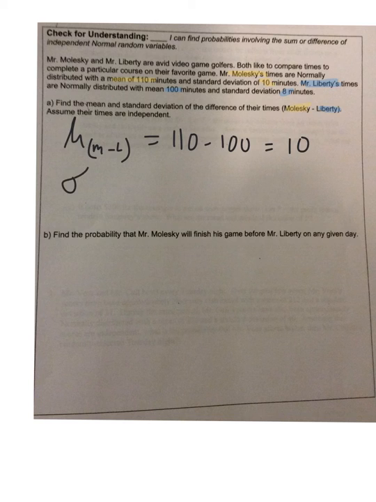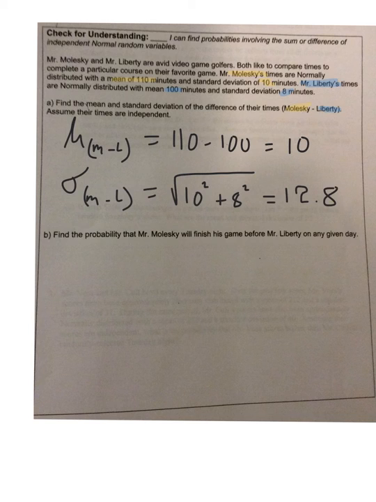So the standard deviation of Molsky minus Liberty. Don't forget, even though we're subtracting, we still have to add. It's going to be 10 minutes squared plus 8 minutes squared, and then take the square root. Let's find out what that is. And it should be a standard deviation of about 12.8 minutes. The standard deviation is actually even higher than the average. Okay, so quite a big swing.